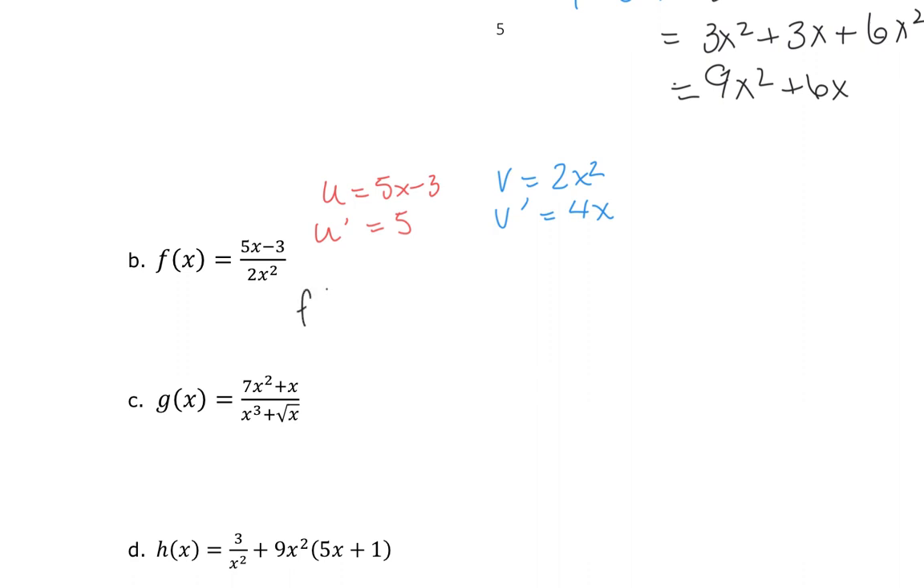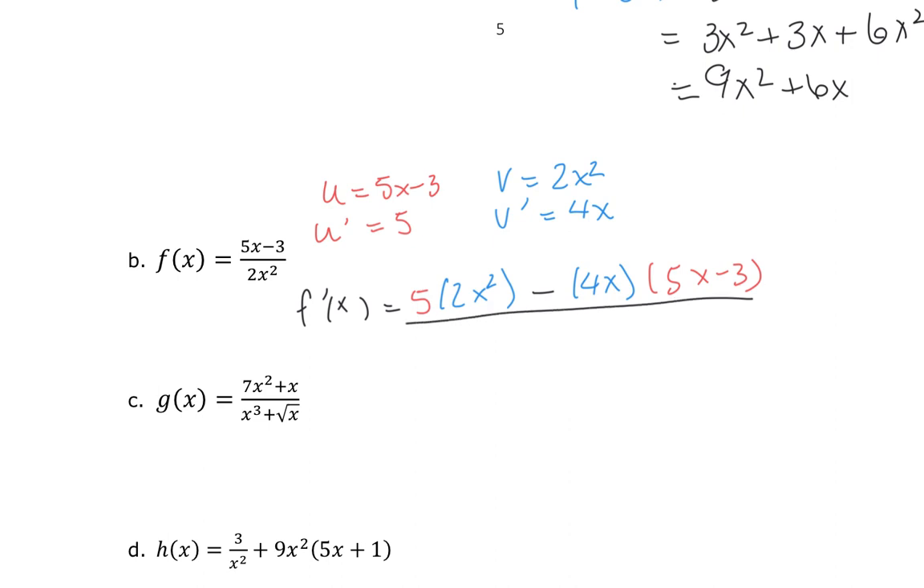So f prime of x is the derivative of the numerator, which is 5, multiplied by the denominator, which is 2x squared, minus the derivative of the denominator, which is 4x, multiplied by the numerator, which is 5x minus 3. And then in the denominator, it's going to be squared. So it's going to be 2x squared, squared.